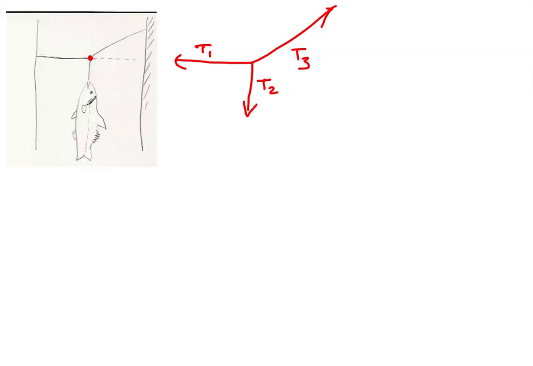Now I know a little more about T2 because I can draw a free body diagram of the fish. So here's the fish. We have mg pointing down, and we have T2 pointing up. So that means if I make the one and only equation that I can make from this picture, I would say T2 minus mg is equal to 0, so that means T2 equals mg.